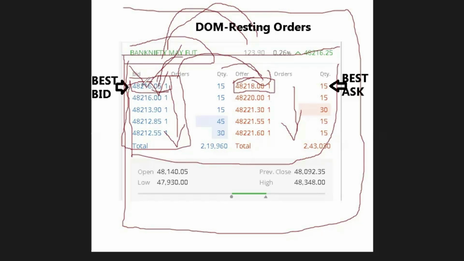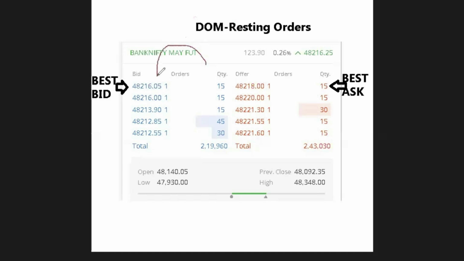So here, this is 48,216. I placed a limit order specifying this price, or I might have placed a market order. In a market order, I don't specify any kind of price. The moment I place a market order, it will execute at this price, hitting the bid. Here the quantity is only 15, which means there is only one lot. So let's say I placed a sell order of 3 lots. Here the third lot is somewhere around 48,213.90. So the moment I place a market order, the price gets hit.